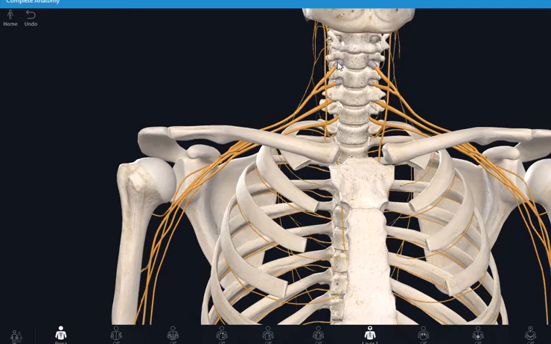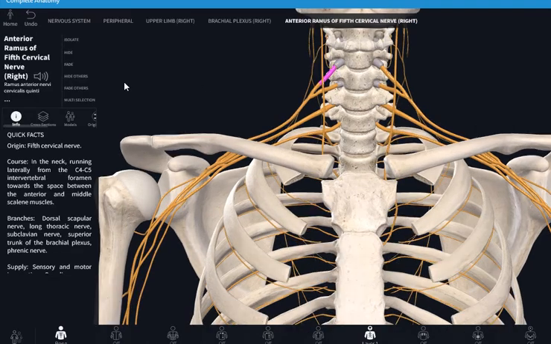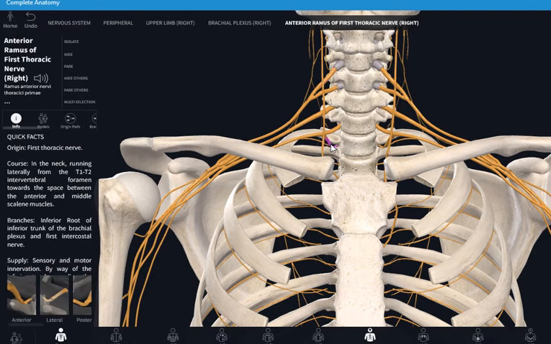They come from the intervertebral foramina, and then originate from C5. This particular one here is C5, the anterior root of the fifth cervical nerve, and this last one here is T1, the first thoracic. So we have roots from C5 to T1. After the roots, you are going to have the trunks.